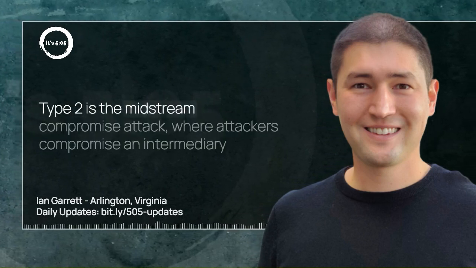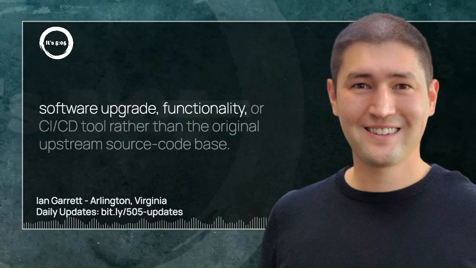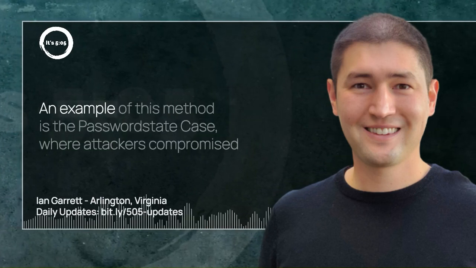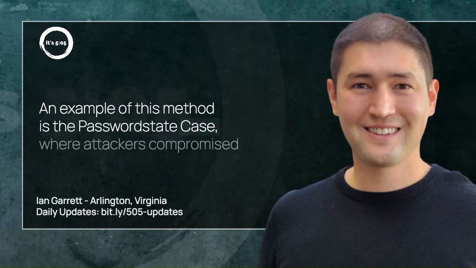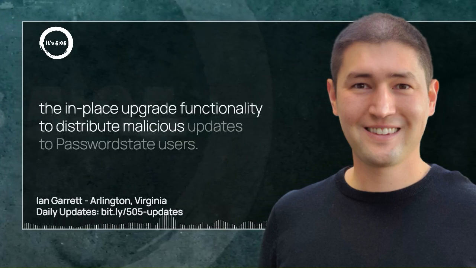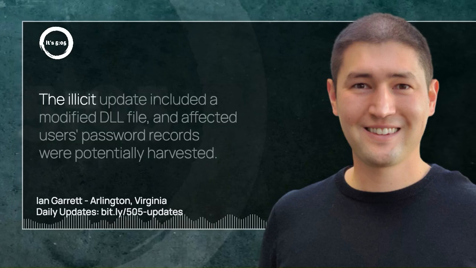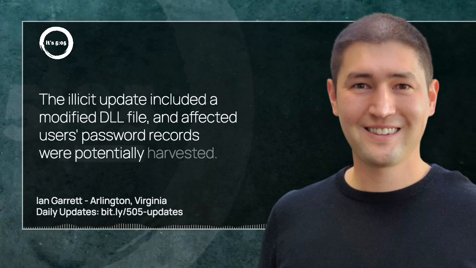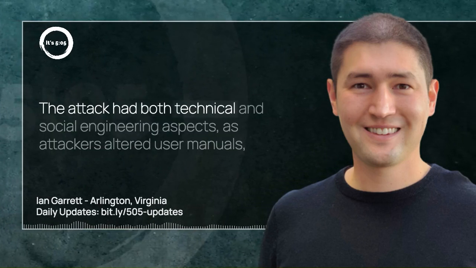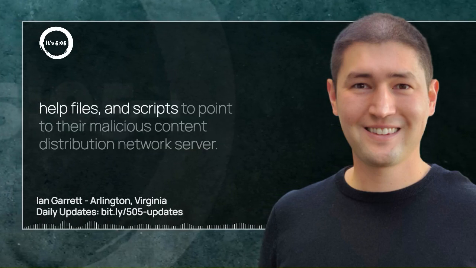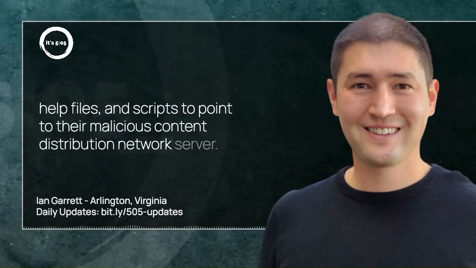Type 2 is the midstream compromise attack, where attackers compromise an intermediary software upgrade, functionality, or CI/CD tool rather than the original upstream source code base. An example of this method is the Passwordstate case, where attackers compromised the in-place upgrade functionality to distribute malicious updates to Passwordstate users. The illicit update included a modified DLL file, and affected users' password records were potentially harvested. The attack had both technical and social engineering aspects, as attackers altered user manuals, help files, and scripts to point to their malicious content distribution network server.